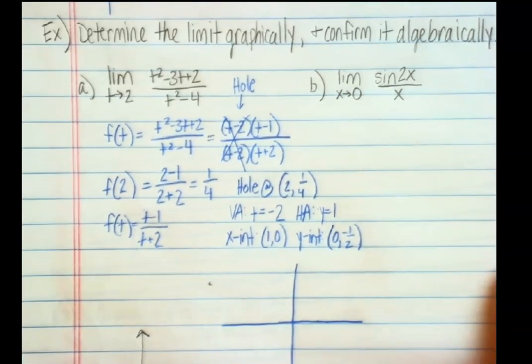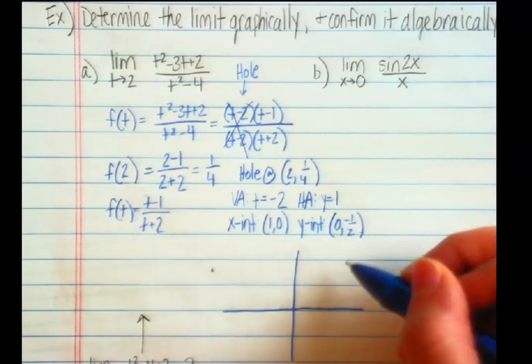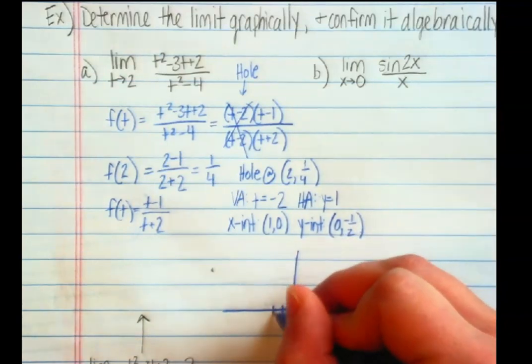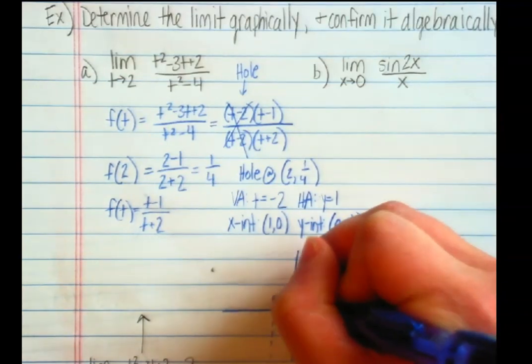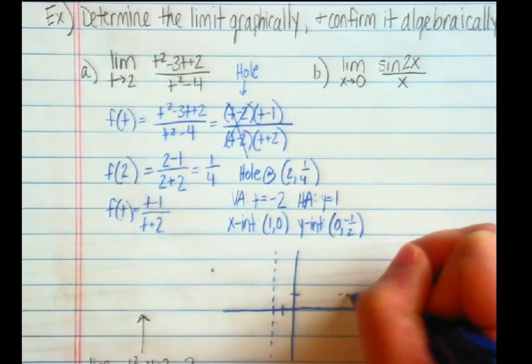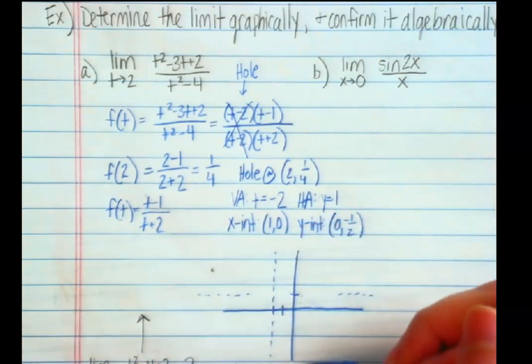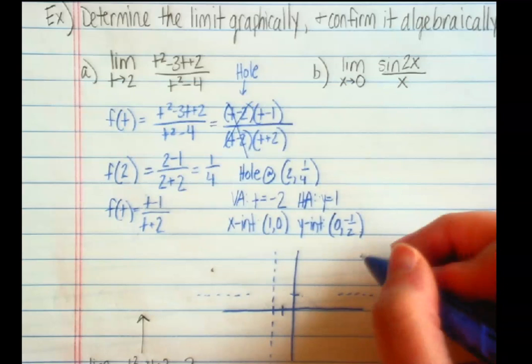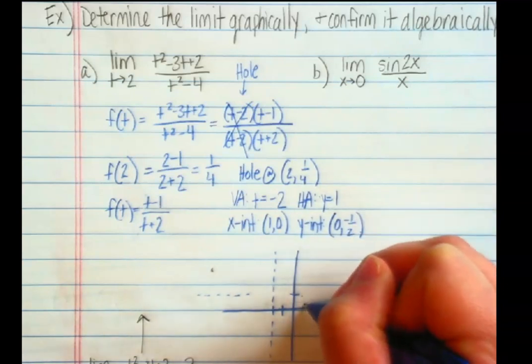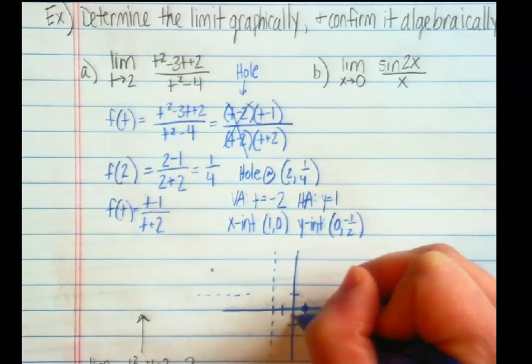You'll see drawing this graph is really not too bad. I'm just going to pretty much plot all this information. There's a vertical asymptote at negative 2, a horizontal asymptote at positive 1. And remember, I usually draw those horizontal asymptotes just at the ends because it could cross in the middle. You don't have to do that, though. It's up to you. X-intercept at (1, 0), y-intercept at (0, negative 1/2).